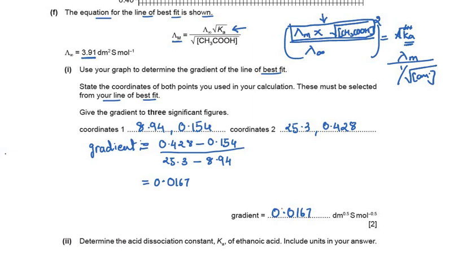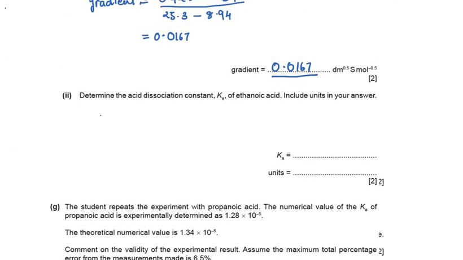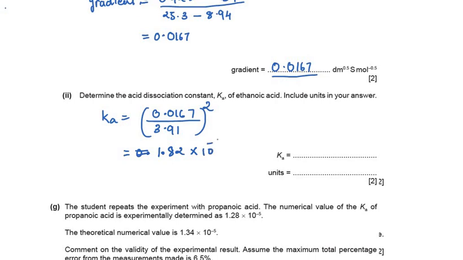So if we substitute the gradient here, which is 0.0167, Ka is equal to the gradient 0.0167 divided by the standard conductivity 3.91, and the square of the whole value will give us the value of Ka, and this gives us the value of 1.82 into 10 power minus 5.